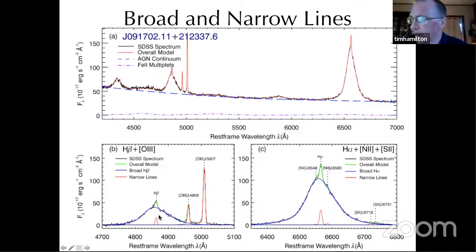But notice that in addition to that broad emission line, we also have a narrow one that's superimposed on it. That's the little bit that sticks up here in the green, and that's the red model there. So we have both broad and narrow kinds of lines. Notice that the forbidden lines are only narrow, that's red, whereas the permitted lines, the Balmer lines here, are mostly broad with a bit of a narrow contribution.